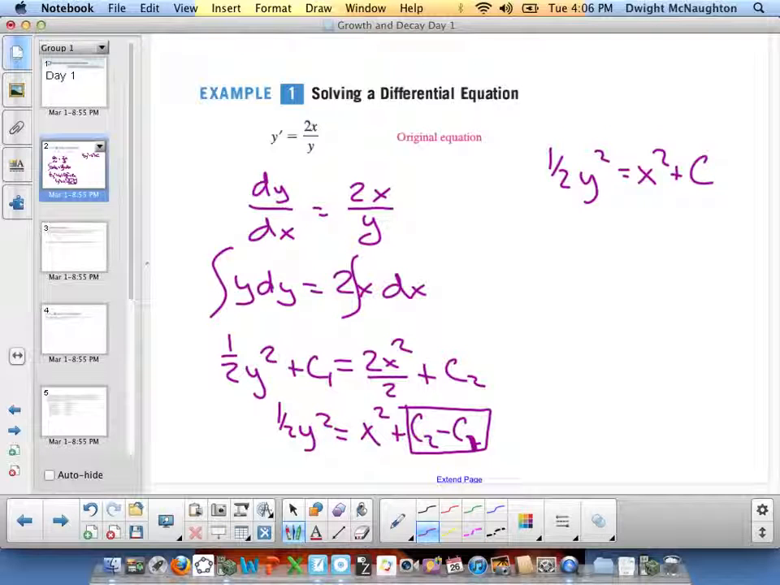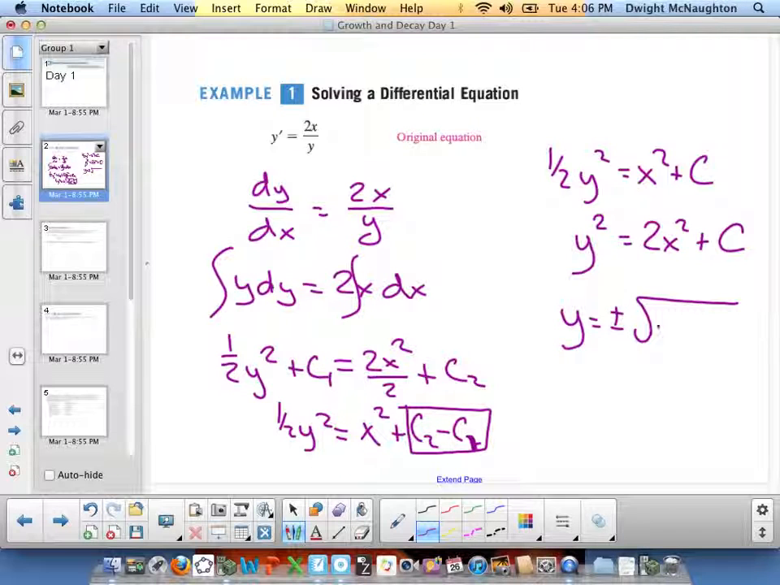Let's get rid of the 1/2, so we'll double everything. So y squared equals 2x squared plus 2 times a constant we don't know, which is still a constant we don't know. And then we'll take the square root. So y equals plus or minus the square root of 2x squared plus a constant. All right? That's differential equations.